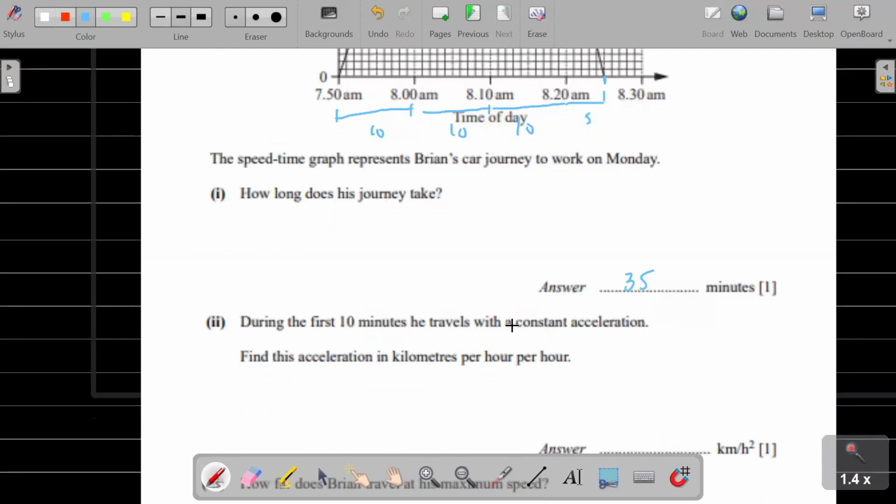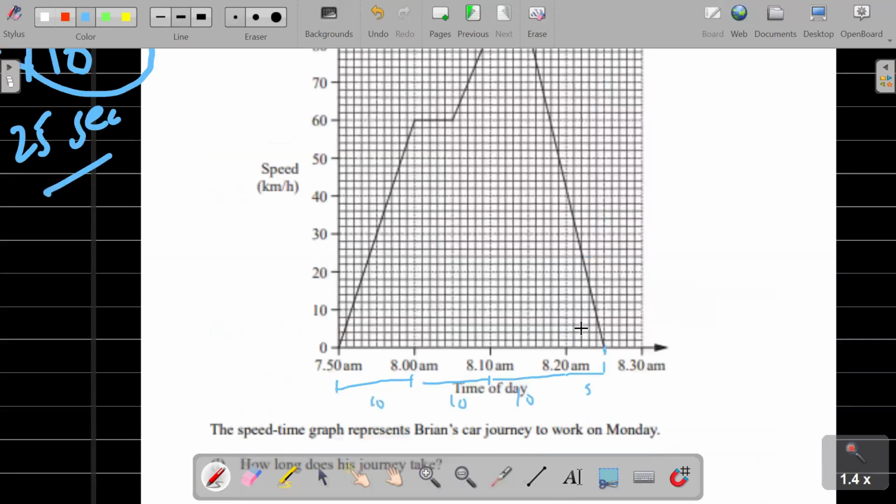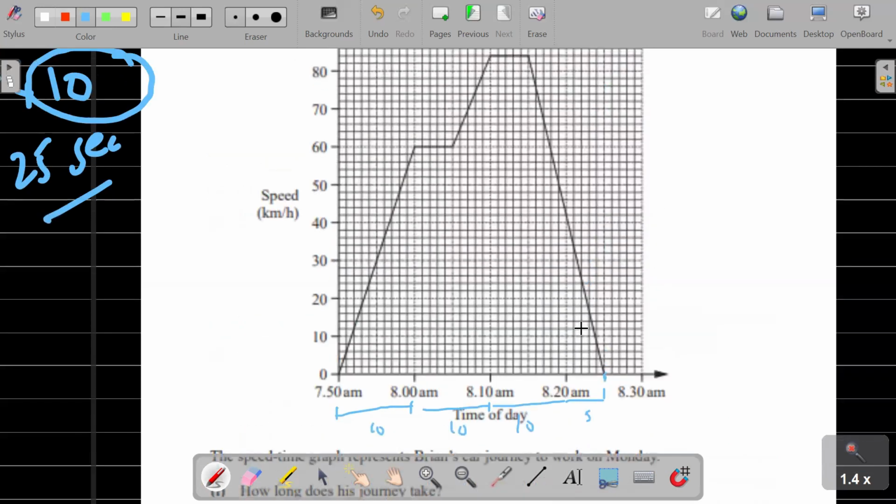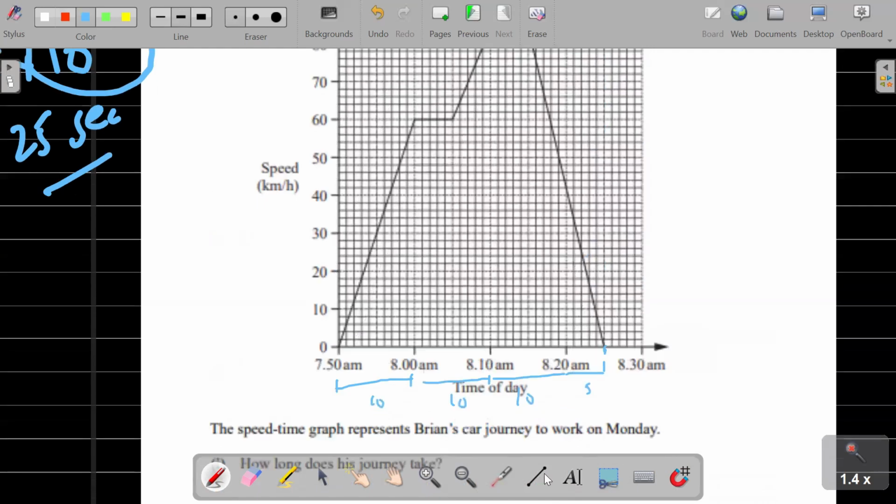Now during the first 10 seconds, he traveled with a constant acceleration. Find the acceleration in kilometers per hour per hour. So that is the first 10 seconds, his acceleration. I'm going to match it with my graph and see the values. According to the DSA rule, from a speed time graph to acceleration, I have to take the gradient. To take the gradient, I need two coordinates.